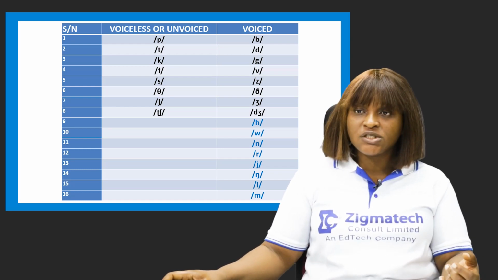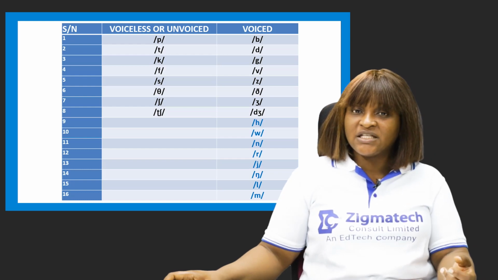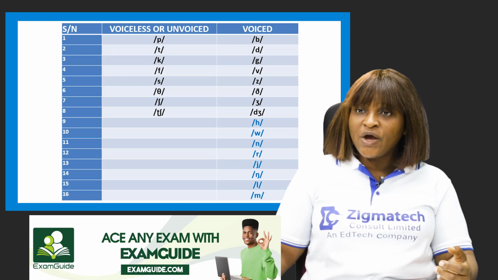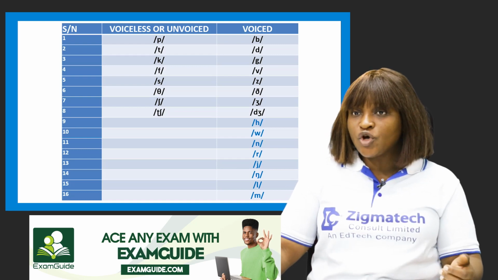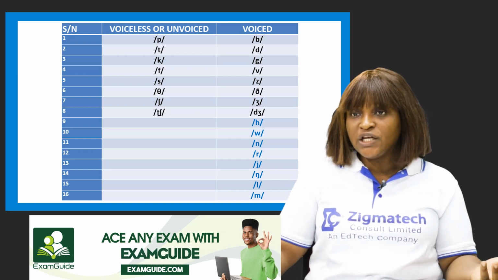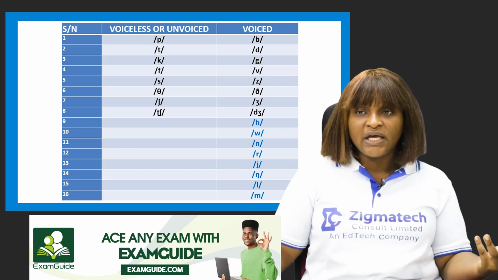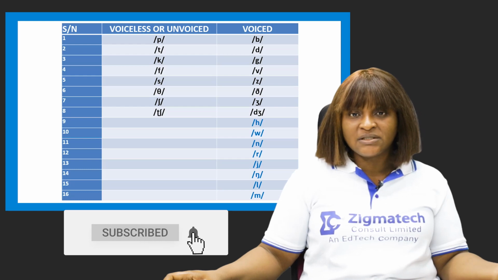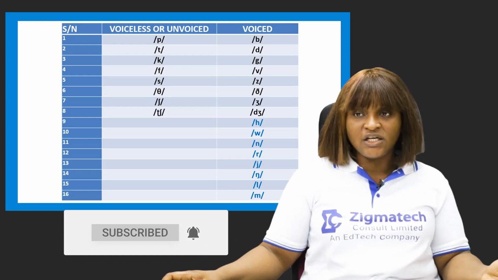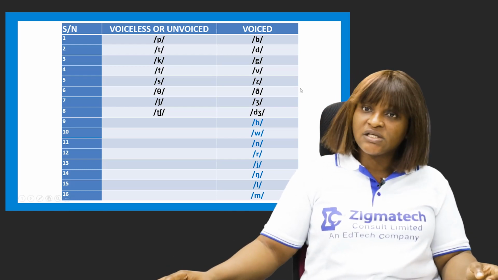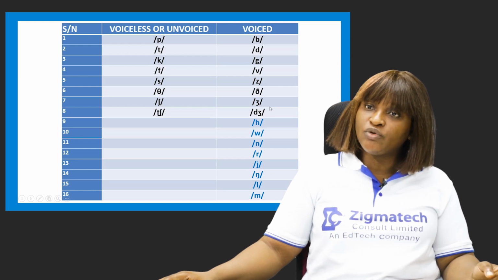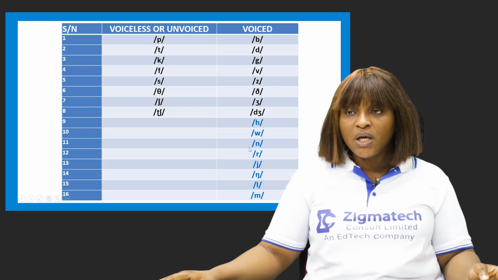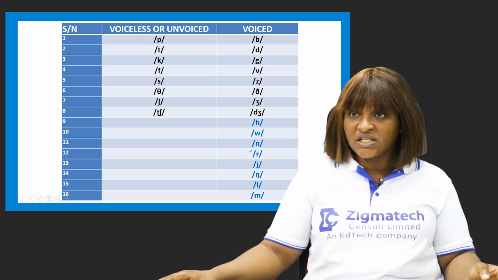Now this is because of the organs that aid in the production of these sounds. Where we have some sounds, you have the lip and the tongue aiding the production of the sound. In some cases, you have the teeth and the lip aiding the production of certain sounds. Now, this is more or less a table of the consonant sounds we have in English. They are basically 24 in number. We have 24 consonant sounds.